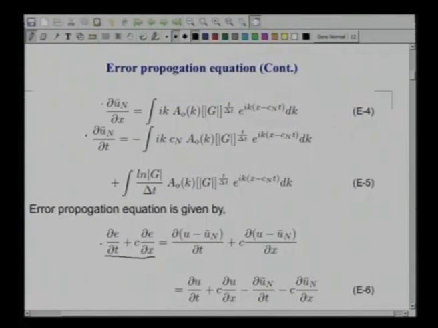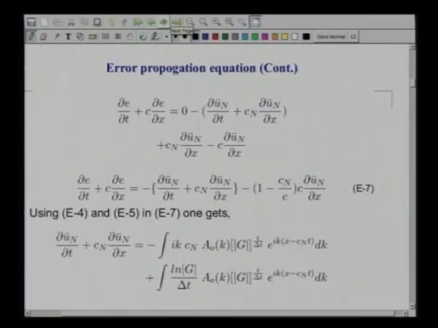However, what we are showing here is that if we represent E as u minus u bar n, then we will get two sets of terms in E 6, and you notice that this set of terms is analytically equal to 0. So, then the error is actually dictated by these two terms that come about numerically. So, this is essentially the idea of setting up this error propagation equation. So, that is what we rewrite.